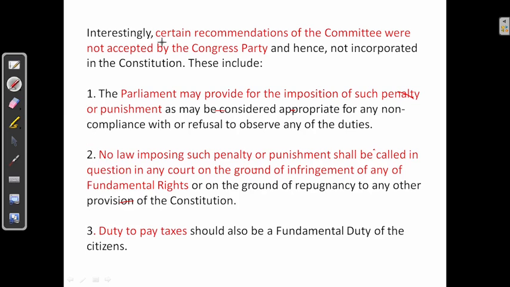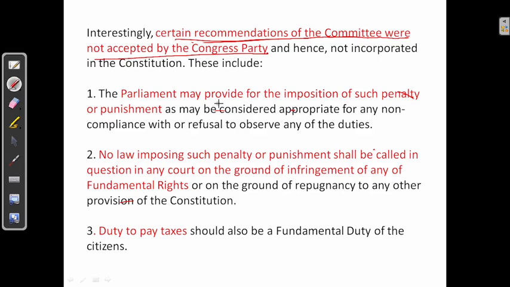Interestingly, certain recommendations of the committee were not accepted by the Congress party. Whatever recommendations were made by the Sardar Swaran Singh committee, not all of them were accepted by the Congress party, hence they were not incorporated in the Constitution. Let us see what they are.